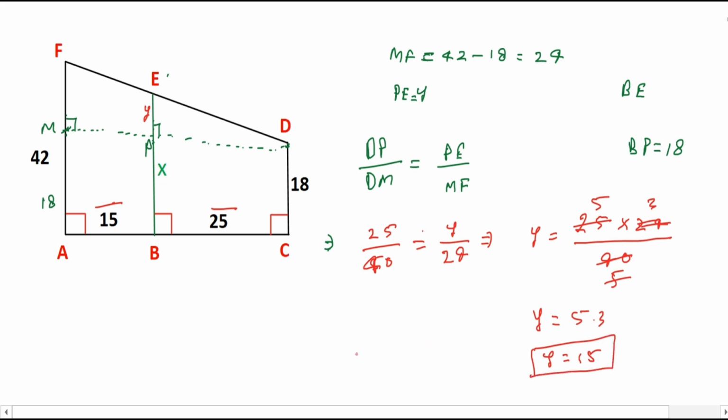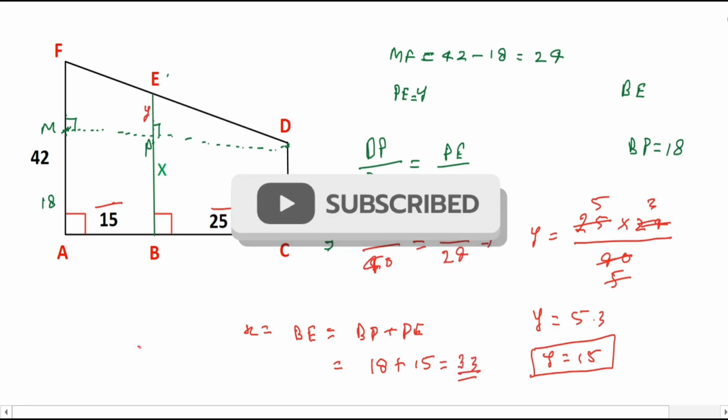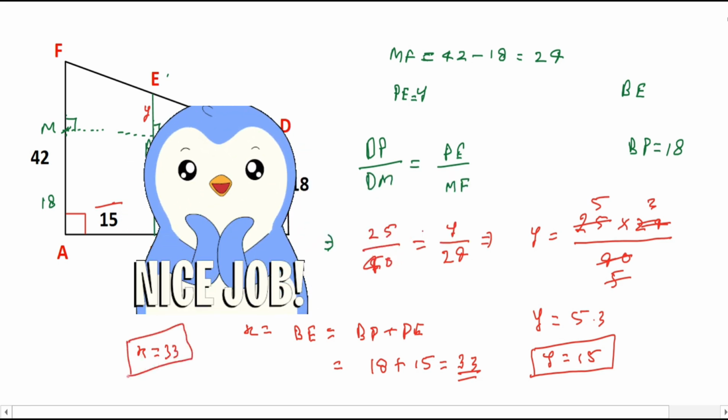So further, from here we can write BE. In fact, we have to find out the value of X, that is equal to BE, and BE can be written as BP plus PE. So here the value of BP is 18 and the value of PE is Y, that is 15. So after adding these two quantities, we will have 15 and 18, that will be 33. That means the value of X in this question will be 33, and this is the final answer of the question.